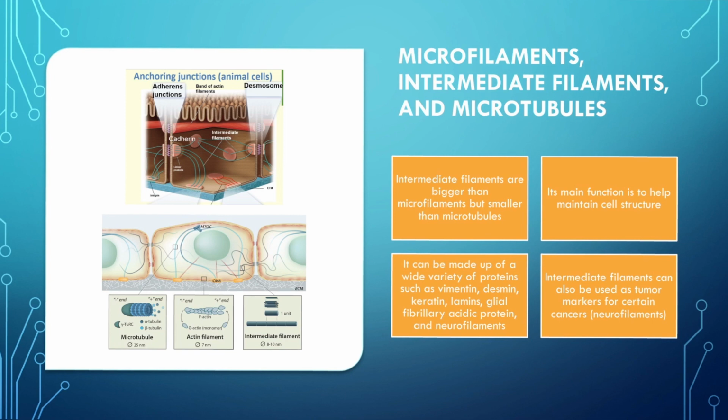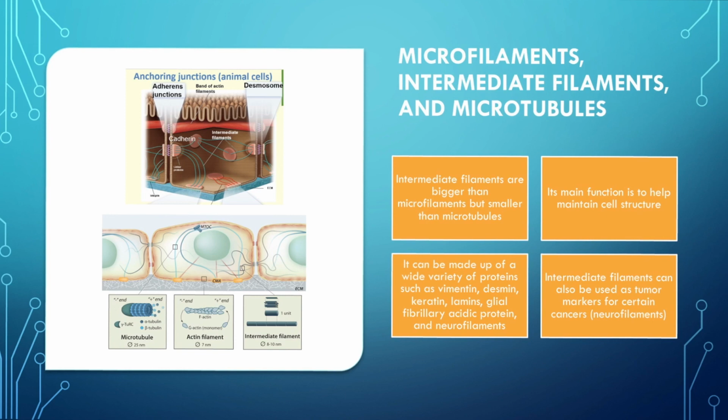Intermediate filaments can be made up of a wide variety of proteins such as vimentin, desmin, keratin, lamins, glial fibrillary acidic protein, as well as neurofilaments. The one that you may recognize there is keratin, and keratin stands out because it's found in the hair, skin, and nails. Furthermore, intermediate filaments in adjacent cells can connect, and when they connect, the cells are held together via desmosomes. As you can see over here, there are intermediate filaments, and then they connect via desmosomes to kind of hold the cell together.